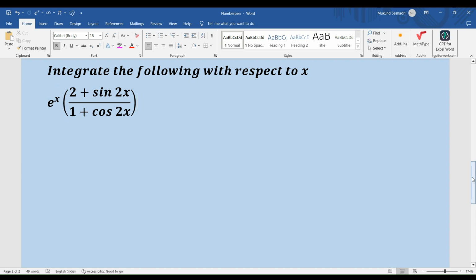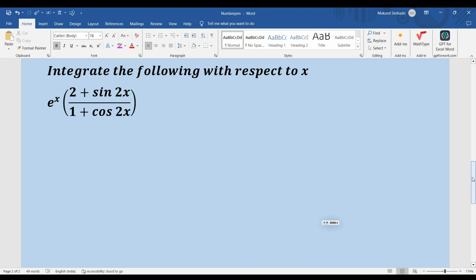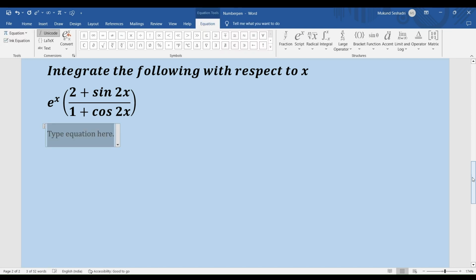So there we have the problem on the screen. Integrate the following with respect to x. I have e to the power x times (2 plus sine 2x) the whole divided by (1 plus cos 2x), right? Now what we've been given is dy by dx and we've been asked to find y. My y is nothing but the integral of the given expression. So let's write down what our y is.